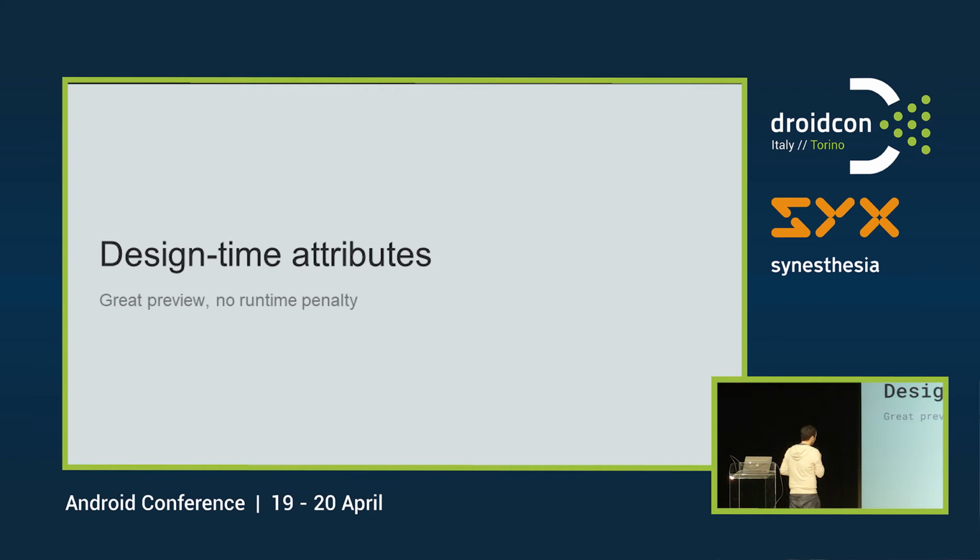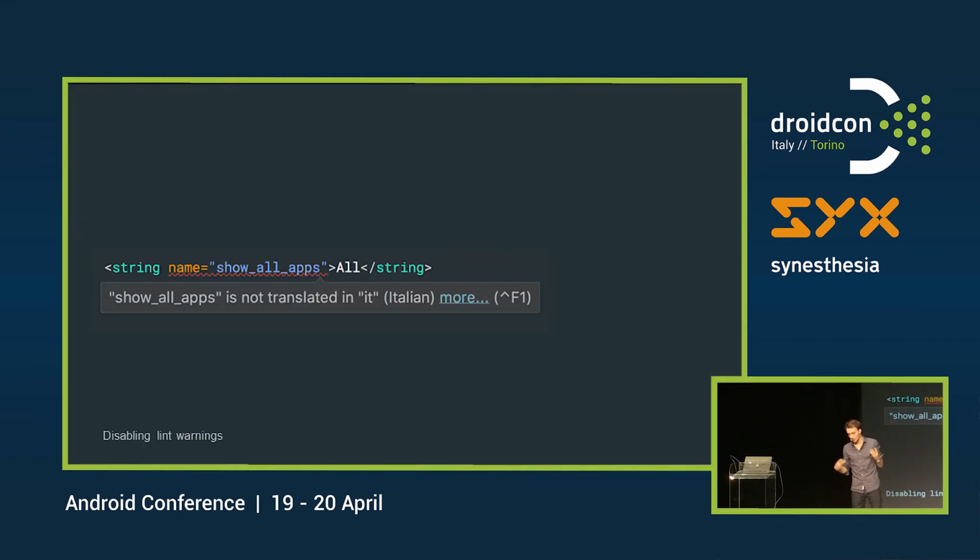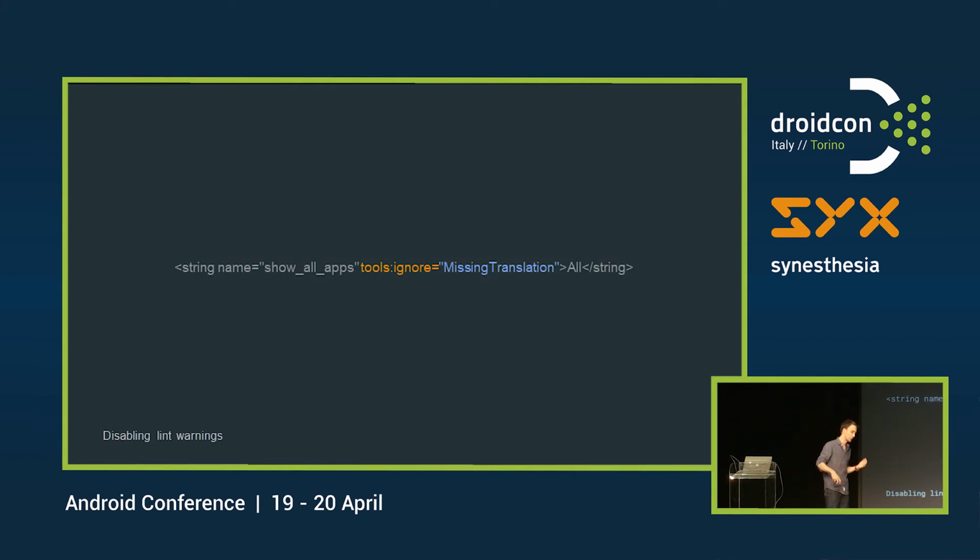So let's talk a little bit more about the design attributes that I mentioned before. Design time attributes, as Diego said, are attributes that are only applied at design time. The way we can think about it is, like in Java you have annotations, we have the tools attribute in XML. In our case here, we have this string show all apps, whose value is all, and we don't want to translate it into Italian, and we don't want our lint error showing. So what we can just do is add the tools missing translation attribute, and then we get rid of it.